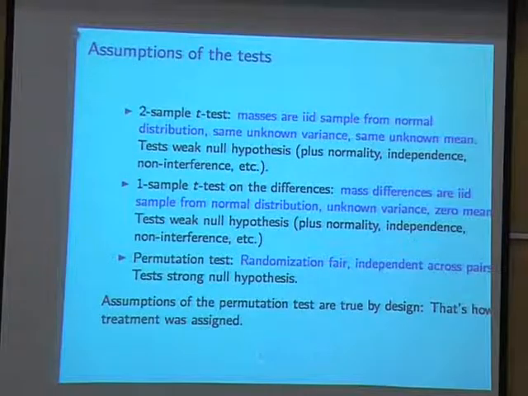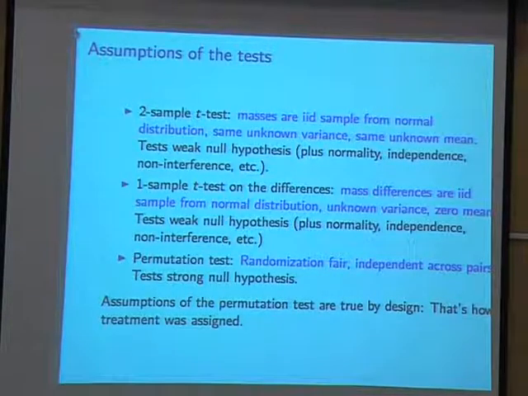So now let's go back and look at the assumptions of those we had. The first one, the two-sample t-test, is going to assume, in order to have the correct p-value for this test, that the masses of each individual rat are IID sampled from some normal distribution. And we don't know the variances, but they're all the same. And there's an unknown mean. And this test will test the weak null hypothesis. Plus, we have to have these normality, independence, non-interference, just some other assumptions. And I could probably spend a lot of time going through those, but there's a lot there.